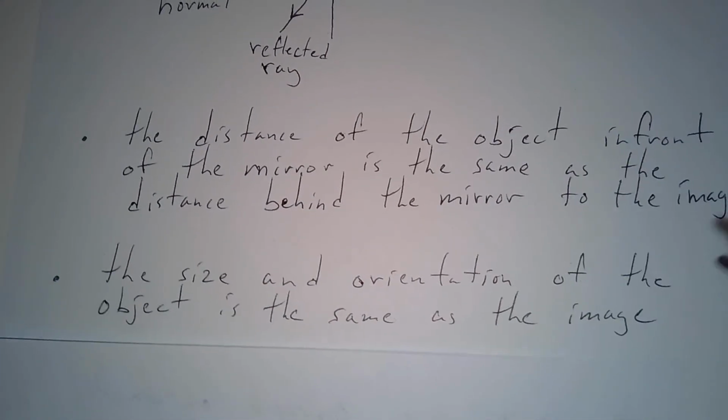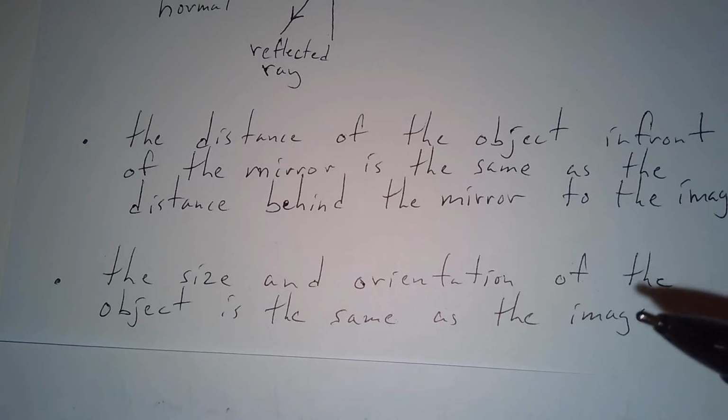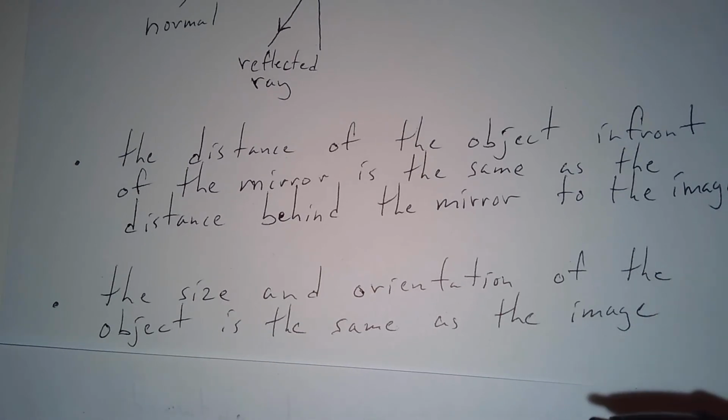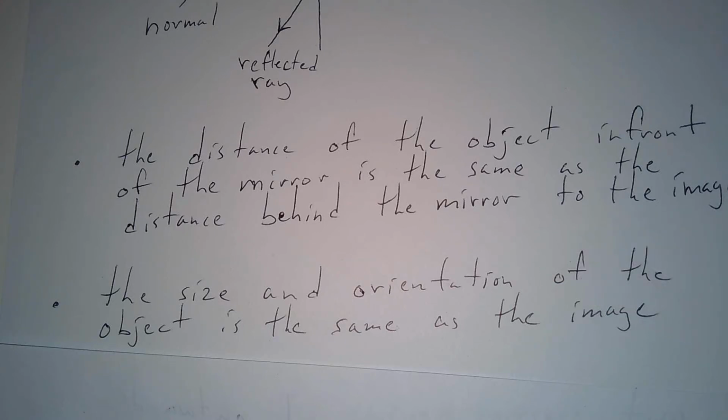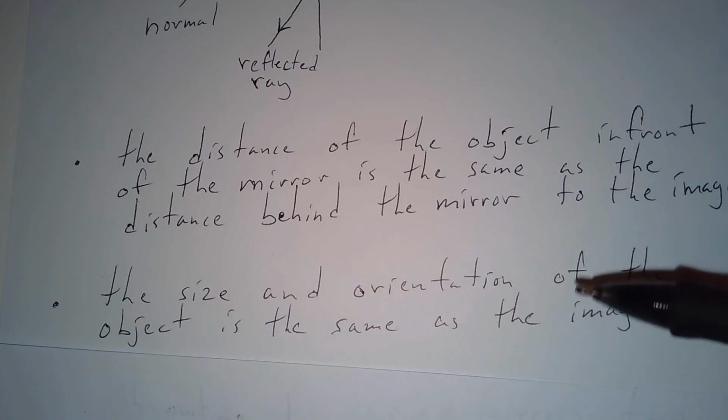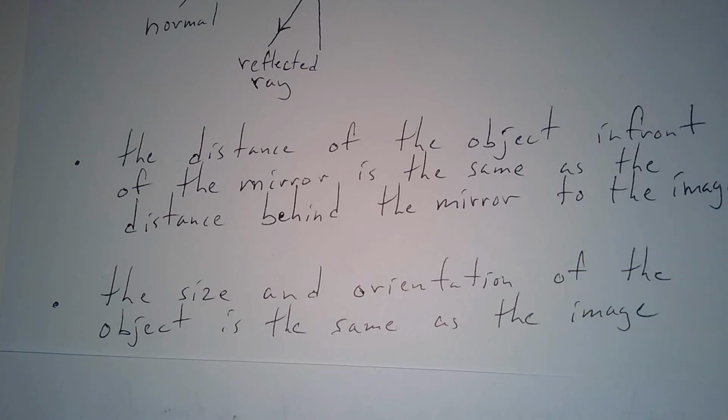As well, the size and the orientation of the object is the same as the image. The size means, whatever you're looking at, if it's yourself, the image of yourself is going to be the same size as you are. When we say orientation, we're talking about whether the image is upright or upside down. Another word for upside down is inverted. So is it upright or is it inverted? The same orientation means it's going to be upright.